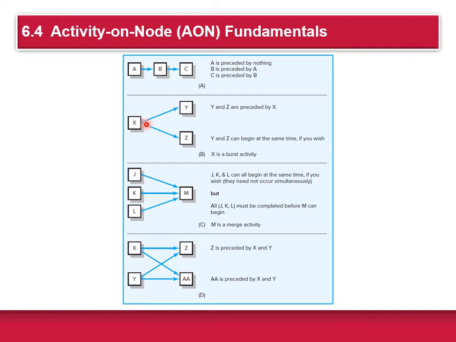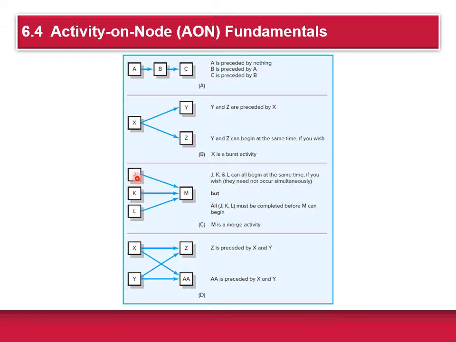So here's another example where X can go to Y or X can go to Z. This is what's called a burst activity. You see, one node can go two different ways. As this points out, Y and Z can begin at the same time if you wish. There's no limit on when you start these.